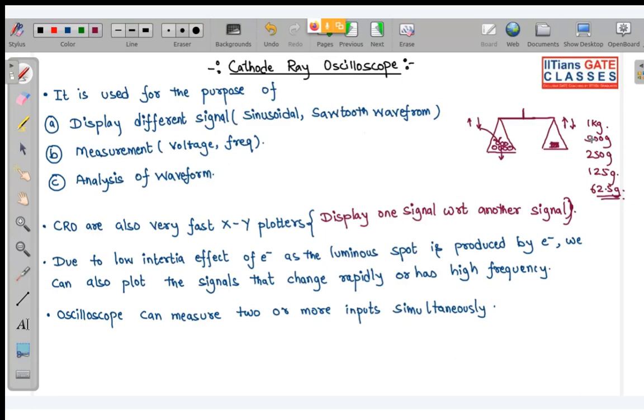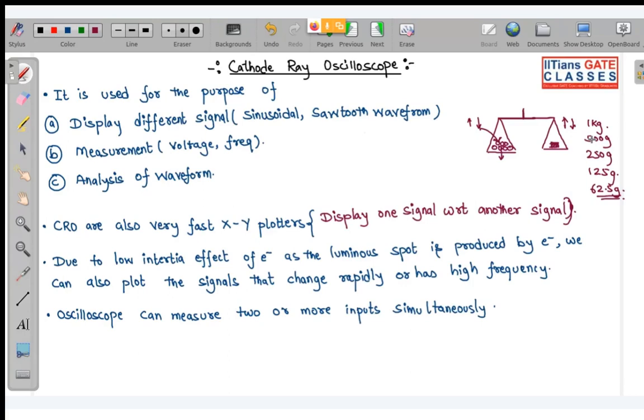Usually, if you push a body, it will continuously try to remain in motion only, but due to friction, what happens? It comes to a halt. Okay, fine. So this is about inertia.